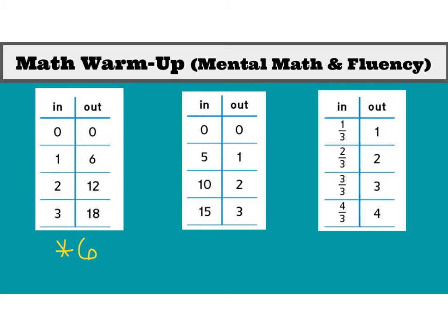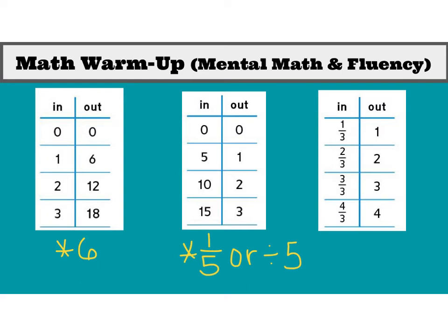All right, let's take a look at the second one. We have 0, 5, 10, and 15 on the in side, and we have 0, 1, 2, 3 on the outside. Our rule for this particular table is times 1/5, or we could divide by 5. Did you get that one?